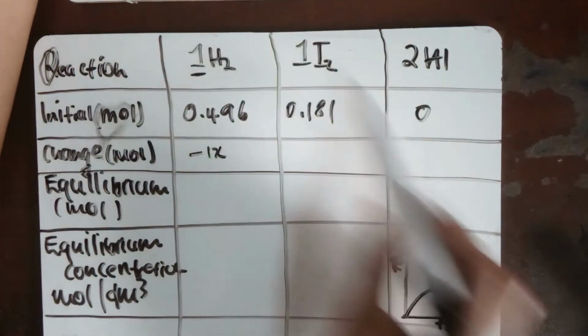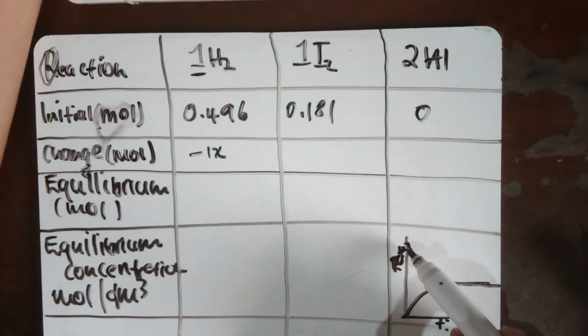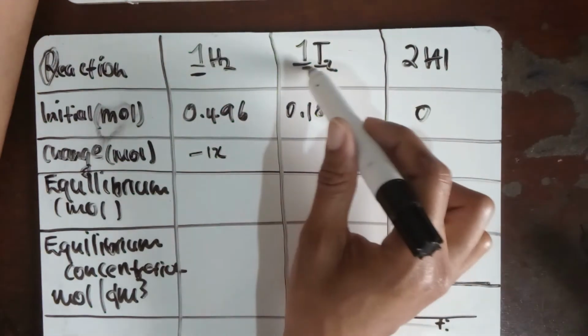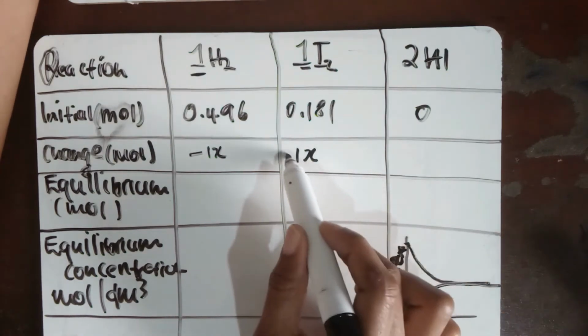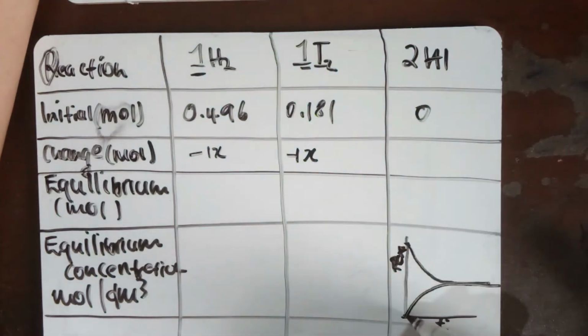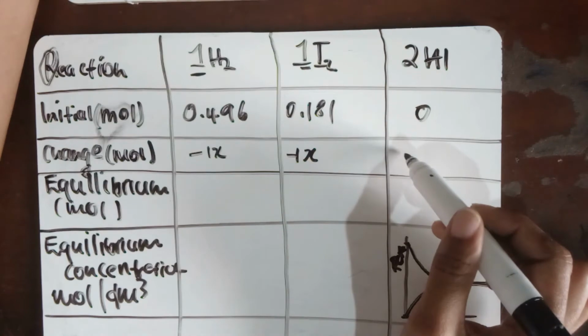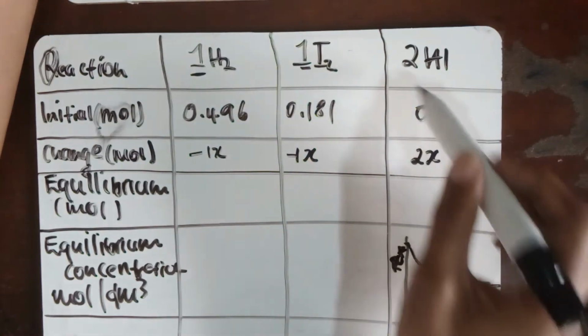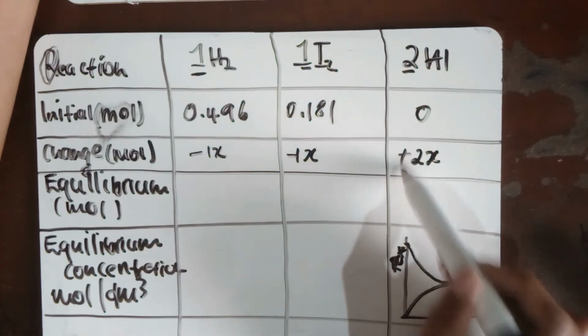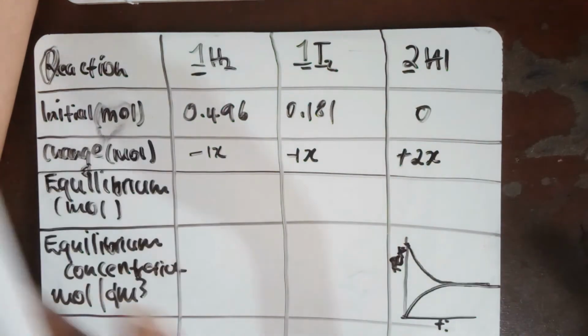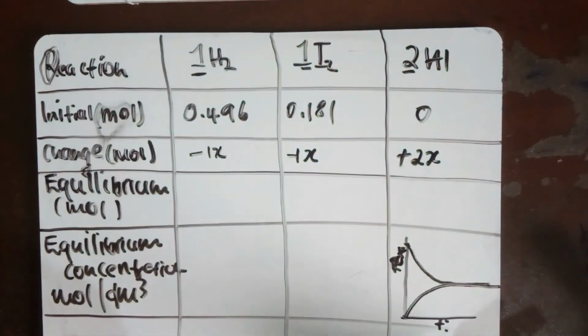Same thing with iodine. If the reactant still decreases, we use the coefficient, so it also decreases by the number x, 1x. But this one increases. It starts off at 0, but then it increases until it reaches equilibrium. So it increases by 2x. We're using that coefficient. Because it's increasing, we'll say plus. So the number of moles is increasing, so we use plus, right?